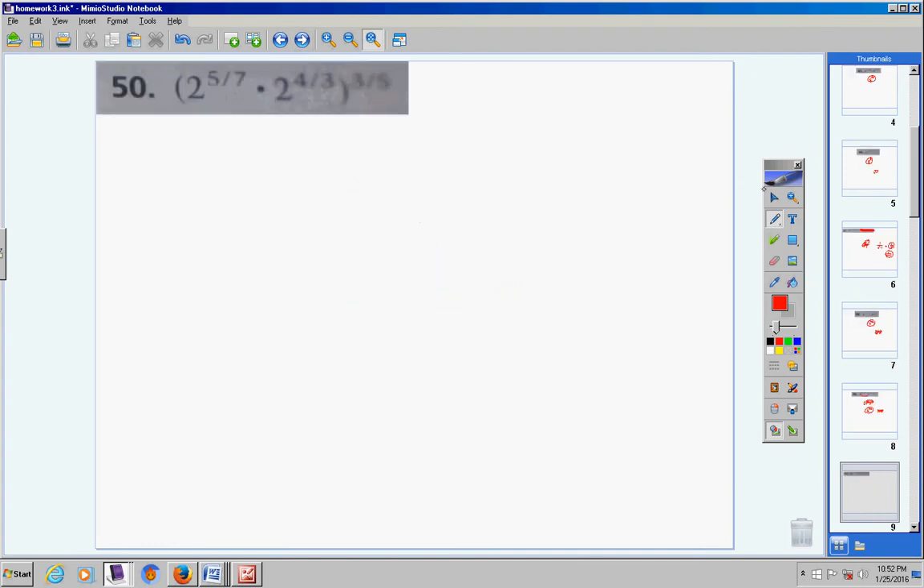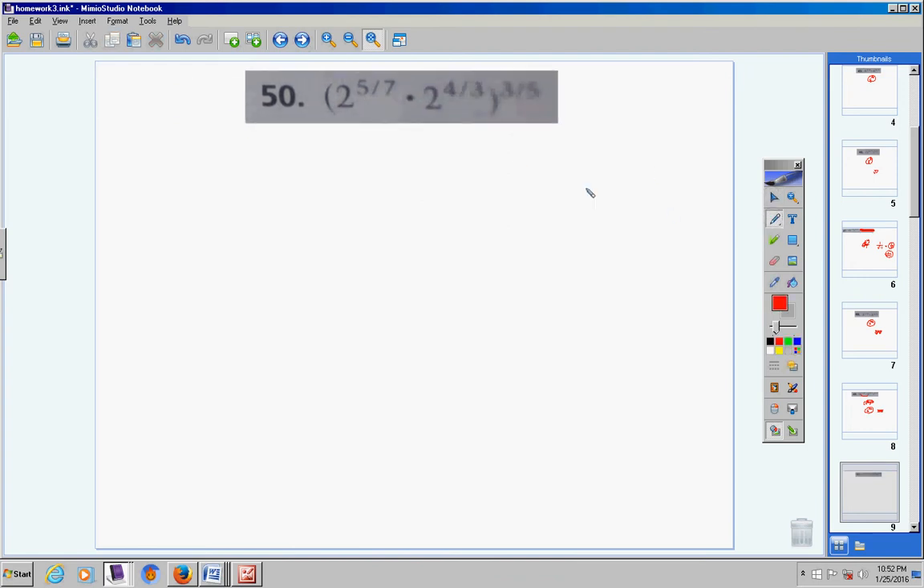Number 50. Same thing again. Inside the parentheses, we're multiplying like bases, so write the like base once, add the exponents, okay? So we have 5/7 being added to, what's the other one? 4/3. And you're going to get 43 over 21. Now all of that is being raised to the 3/5 power. Alright, so now whenever a power is being raised to a power, you multiply the exponents together, and we're going to get 43 over 35.